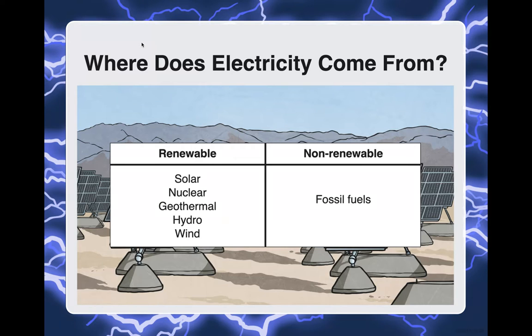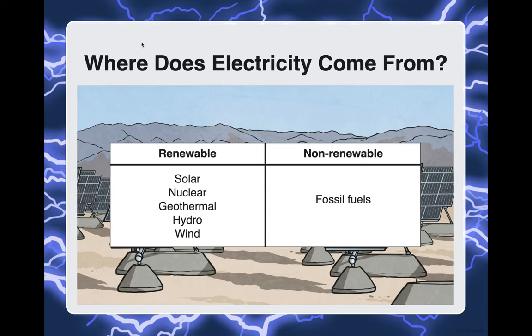So here are some renewable resources. The renewable resources from our primary source of energy are solar, nuclear, geothermal, hydro, and wind. All these are renewable. So it means that we will not run out, and we will be able to use electricity from all of these constantly.